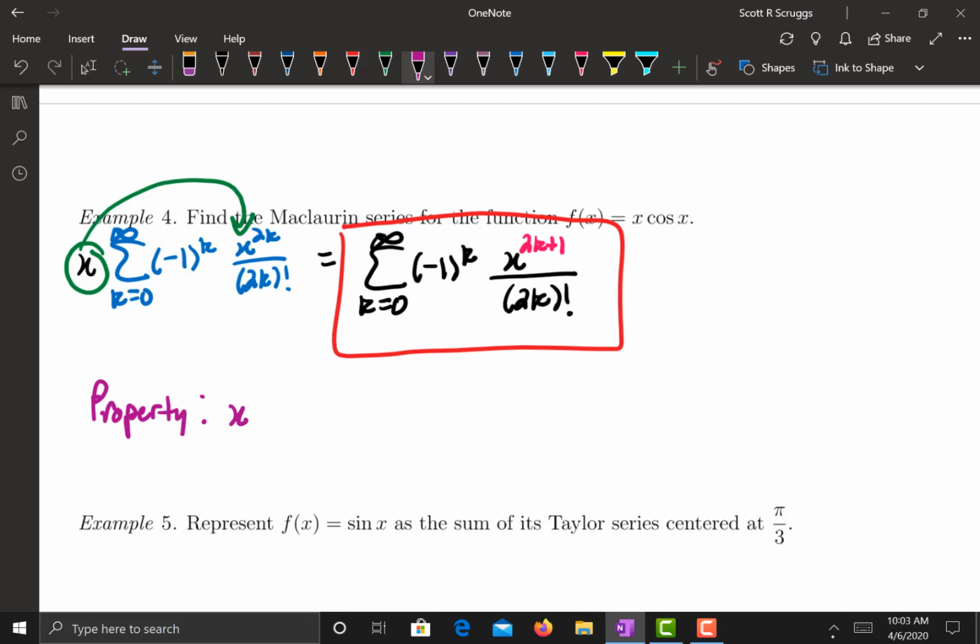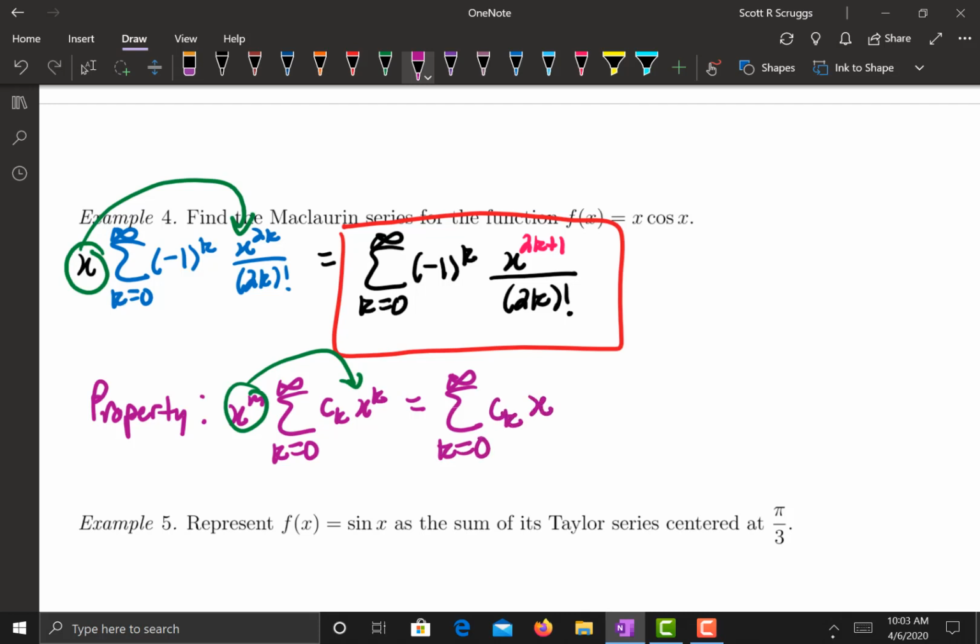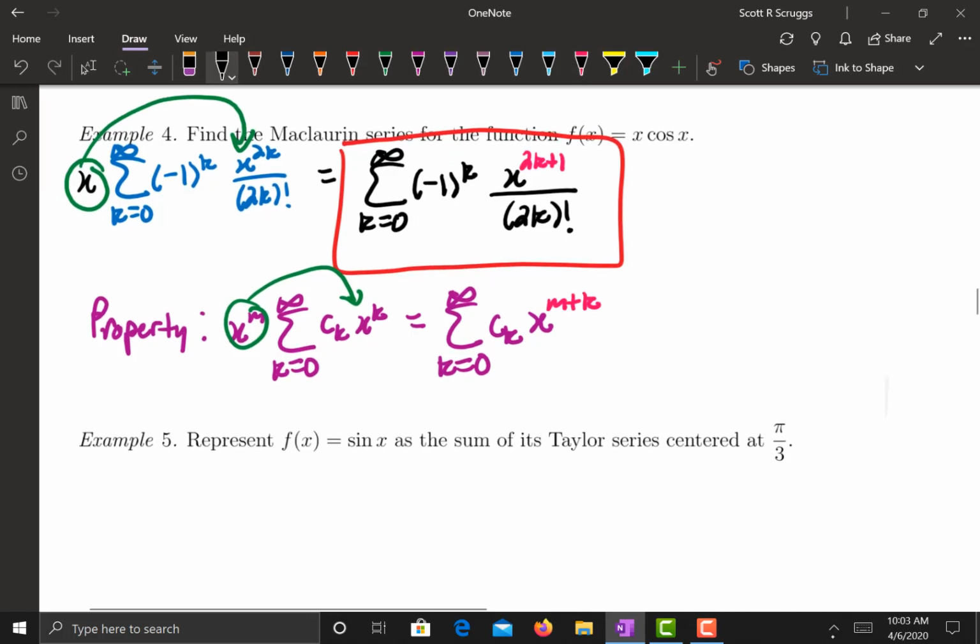Property was, if I have x raised to the n power in a power series, I can essentially say move that power inside and give me the new power series c_k of x, but now raised to the n plus k power.